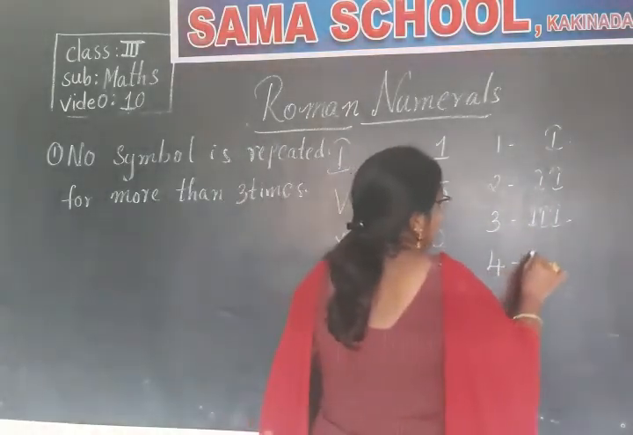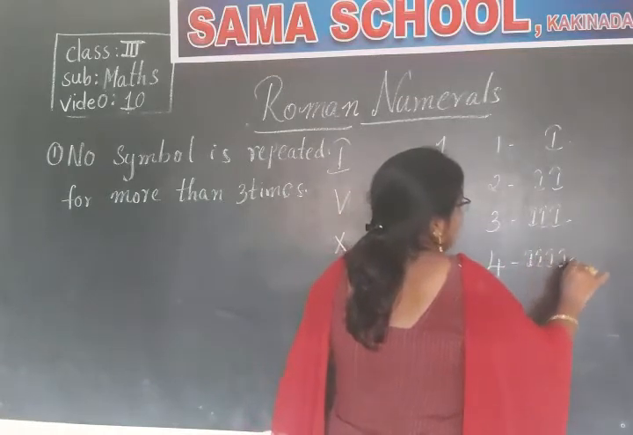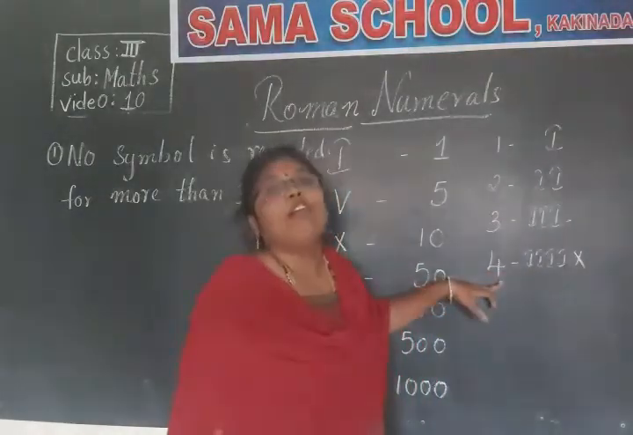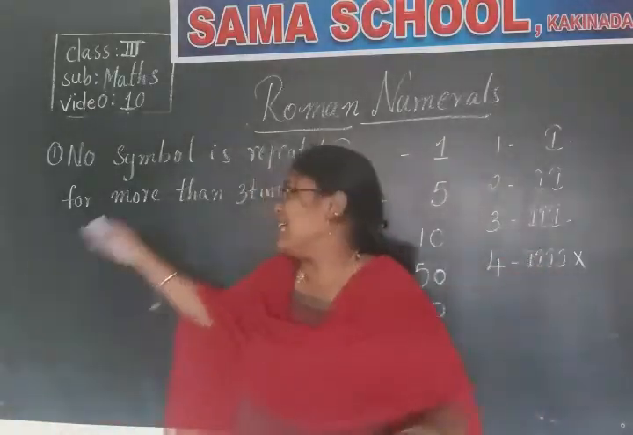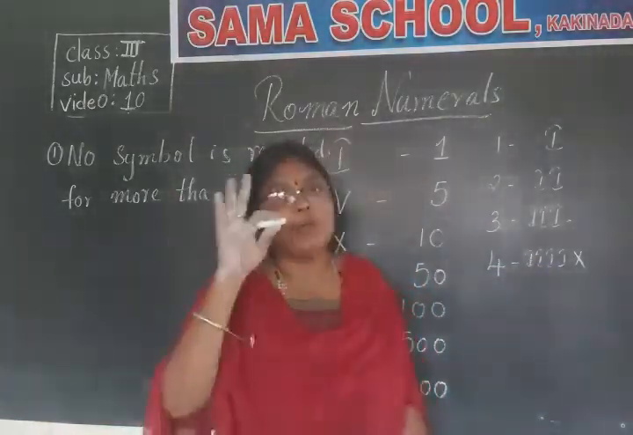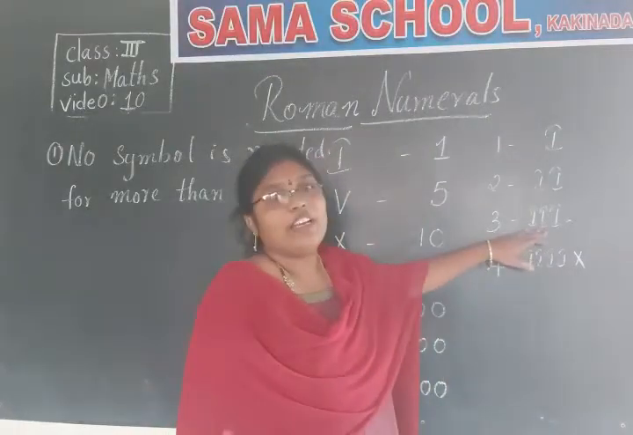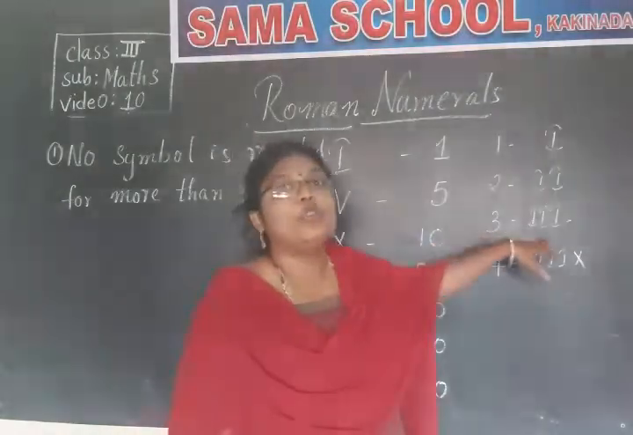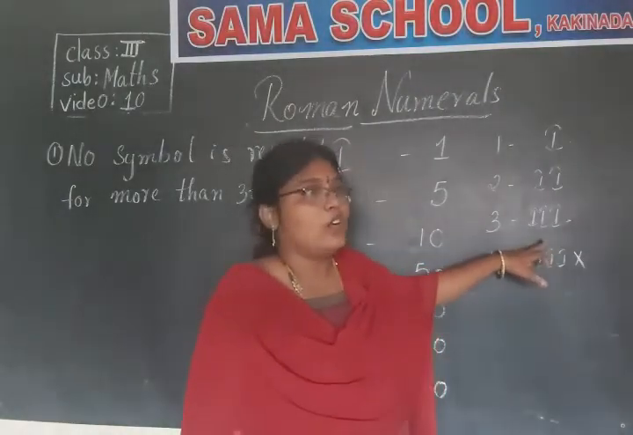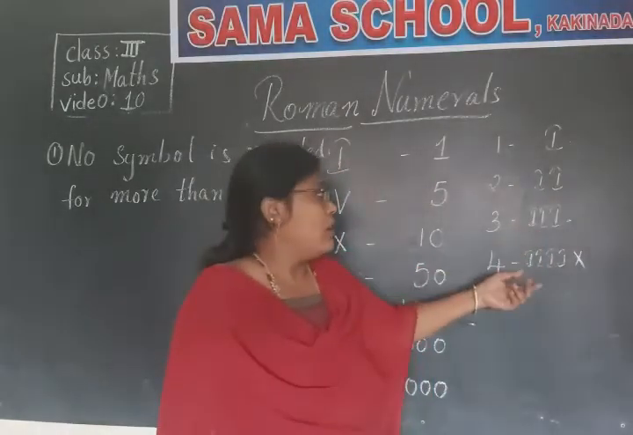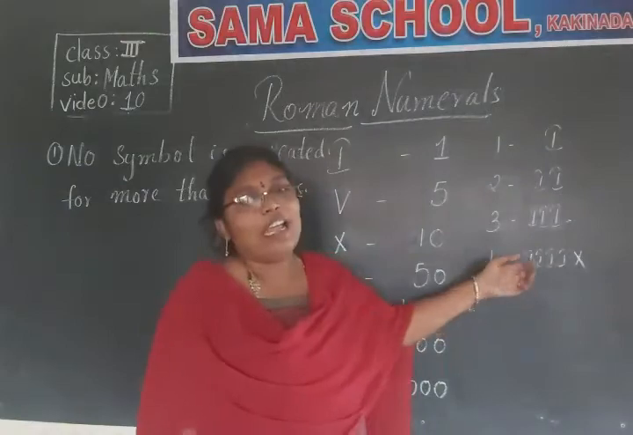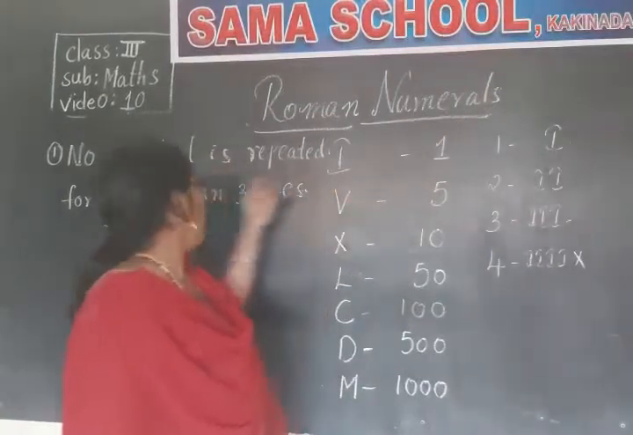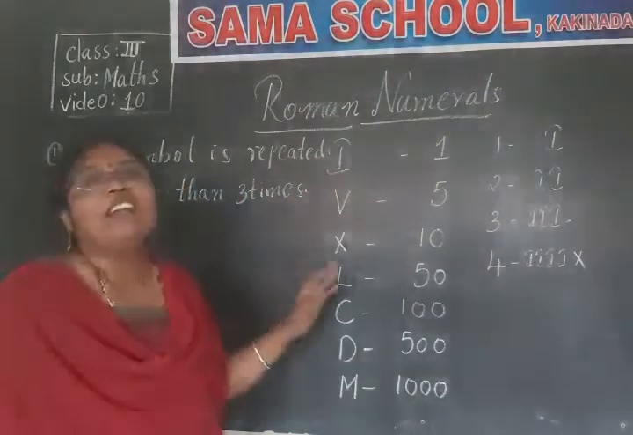So can we use 4 I's to write 4, children? No. We cannot use 4 I's to write number 4 because of the rule which we have learned: no symbol is repeated more than 3 times. What is the previous number, children? 3. Here we have used I 3 times, so we cannot use 4 I's here. How to write 4 we will learn later.